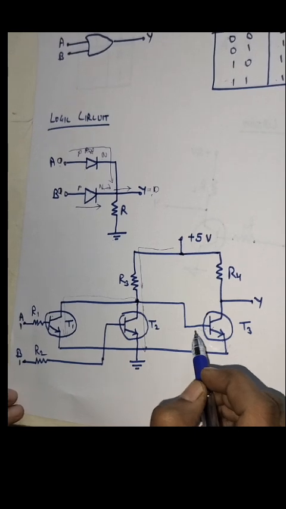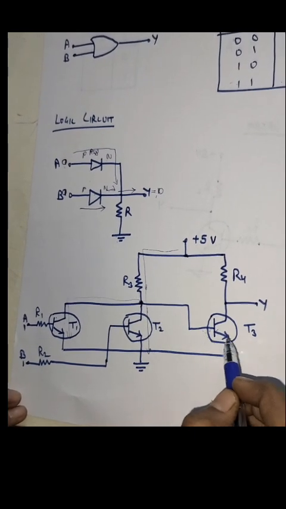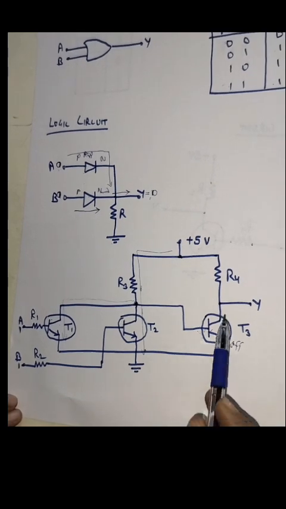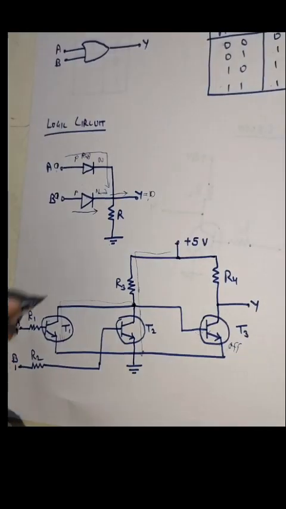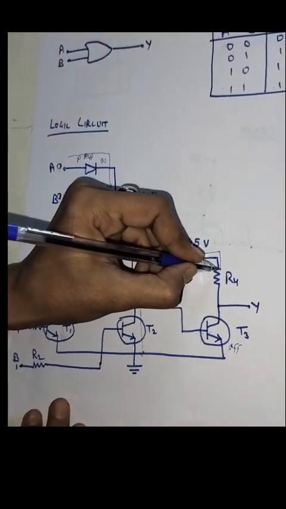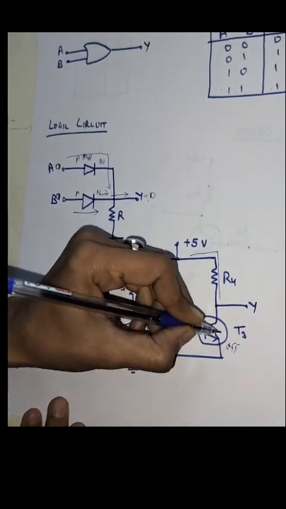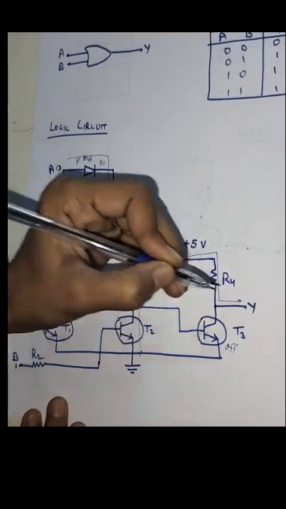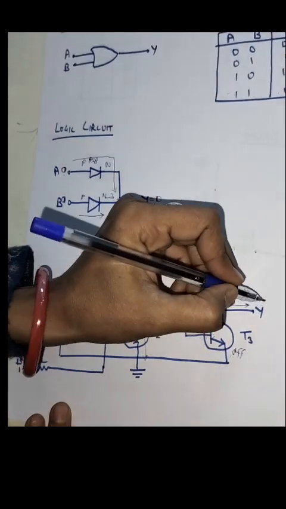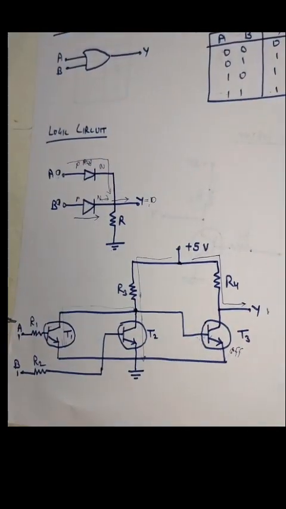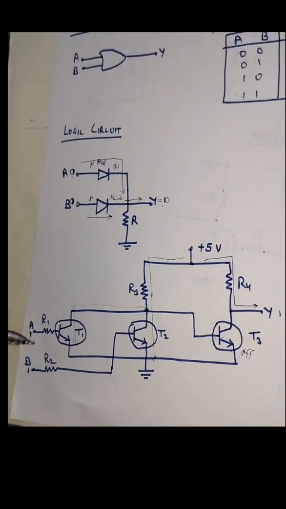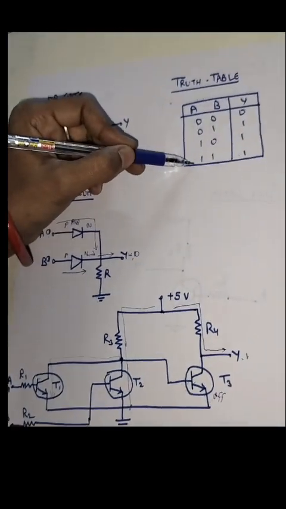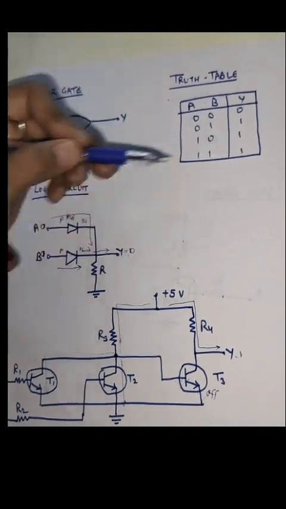As we are getting no current at the base of the transistor T3, it will remain off, and as it is off, it will not allow current to pass towards the ground through it. All the current will pass towards the output, so we will get a 1 here. So when we are giving 1 1 inputs, we are getting 1 at the output, as already shown in the truth table. For 1 1 we have a 1 output.